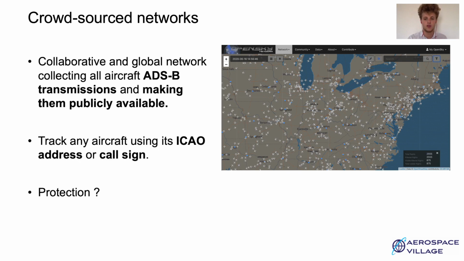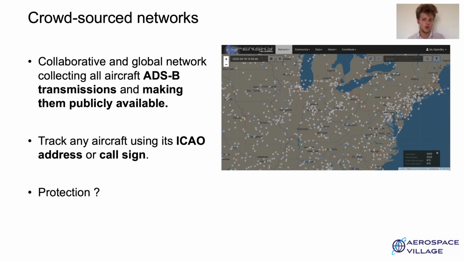Crowdsourced networks try to cover large areas with antennas and software-defined radios in order to get a global ADS-B coverage and make aircraft trajectories publicly available online. Using a crowdsourced network, it is trivial to track an aircraft using only its ICAO address or its call sign. Aircraft can change their call sign for each flight, but not their ICAO address, so they are actually easy to track. So this situation is a serious issue for aircraft and passenger privacy.